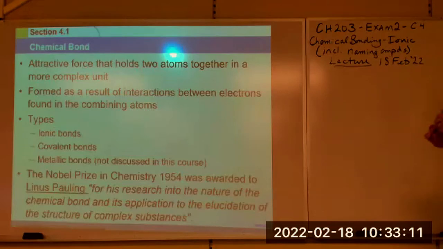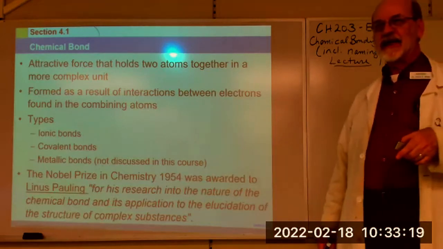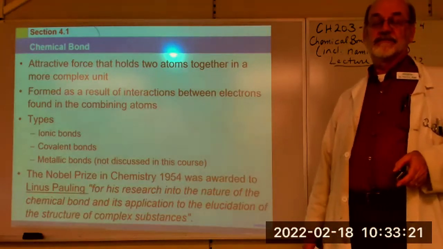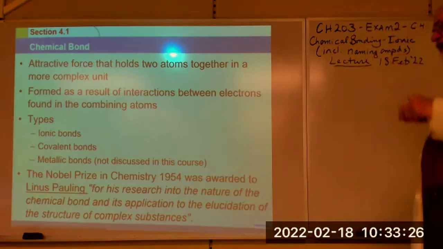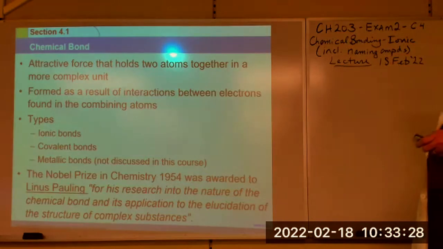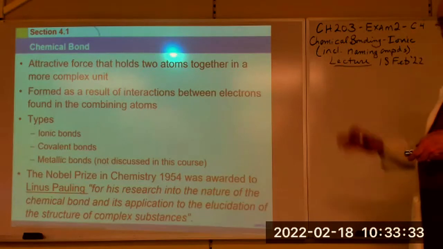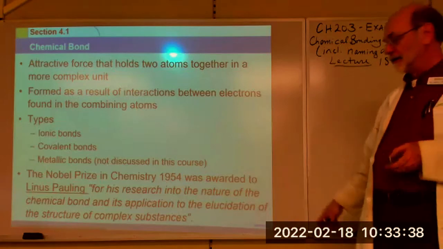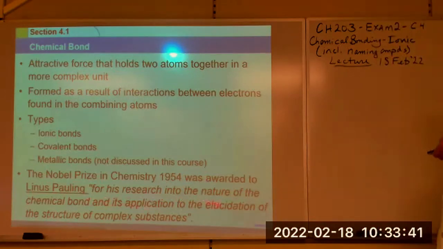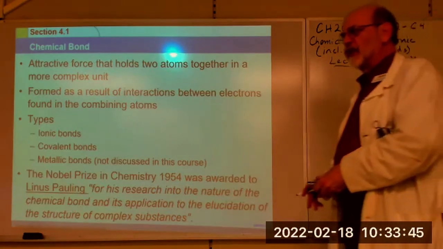So what is a chemical bond? That question's been plaguing chemists for centuries. The best explanation for the chemical bond came from Linus Pauling, who in 1954 got a Nobel Prize for his work on just that topic. And this is the wording that they used in the prize: the nature of the chemical bond. In fact, he published a book.